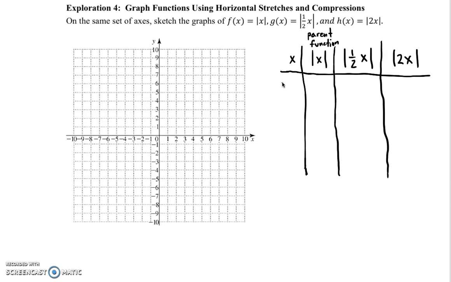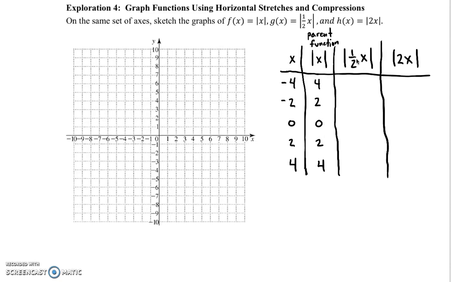So let's do -4, -2, 0, 2, and 4. And the only reason I'm doing that is to make the arithmetic look a little bit better. So the absolute value of -4 is 4. -2's absolute value is 2. And then continuing on, we get 0, 2, and 4.